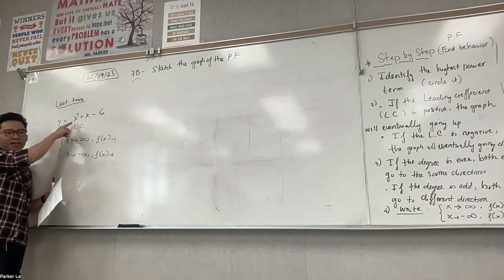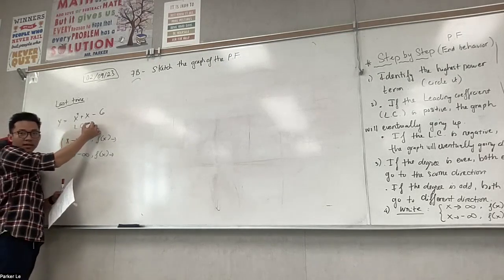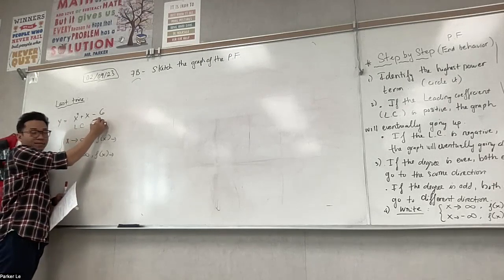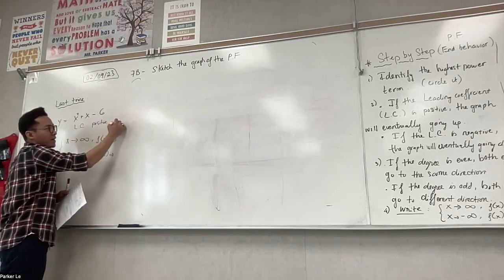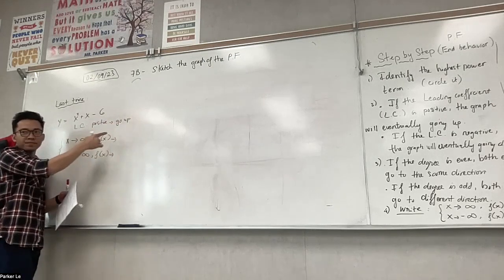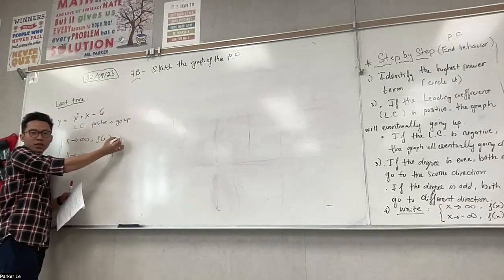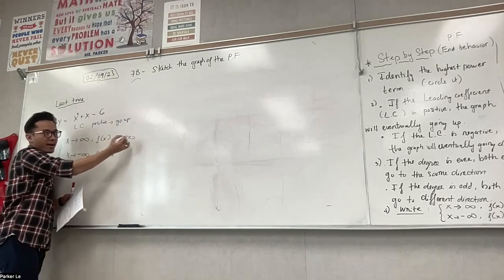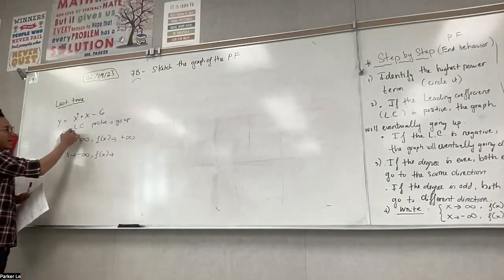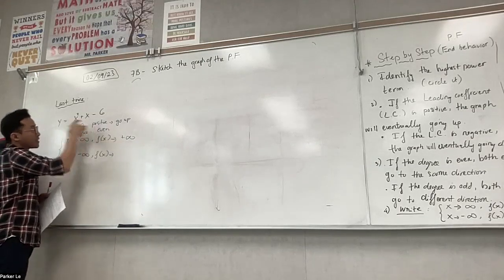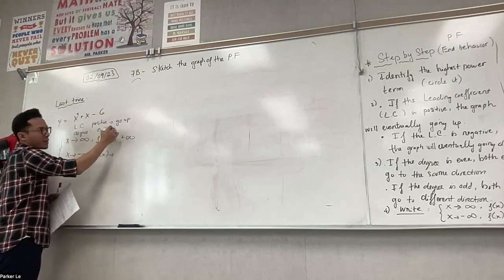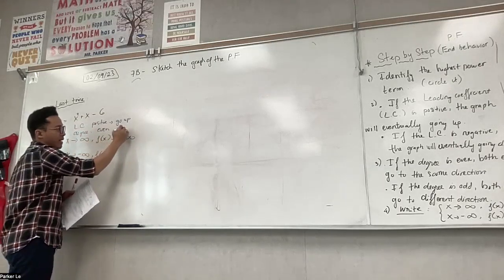So what is the LC over here? 1. Is it positive or negative? Positive. So positive, what does it mean? They go up, right? What does it mean to go up? Positive, right? Okay. And then the degree, what is the degree? Even. Good, because this is 2. So 2 is even. What does even mean? Same direction.